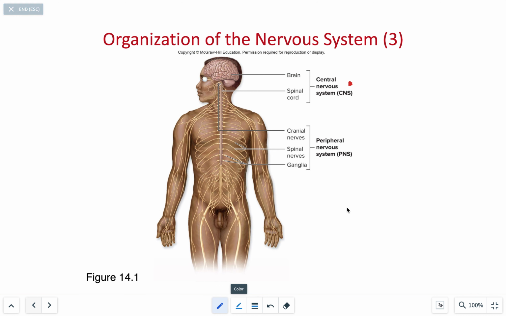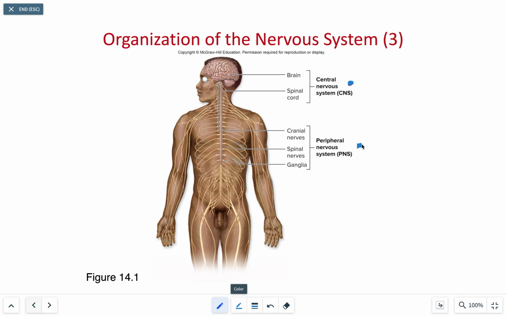Today's lecture is going to be on the organization of the nervous system. The first part that we'll be looking at is going to be the structural organization. The first part is the central nervous system. This consists of the spinal cord and the brain. They are both responsible for integrating, processing, and coordinating sensory data and implementing motor commands.